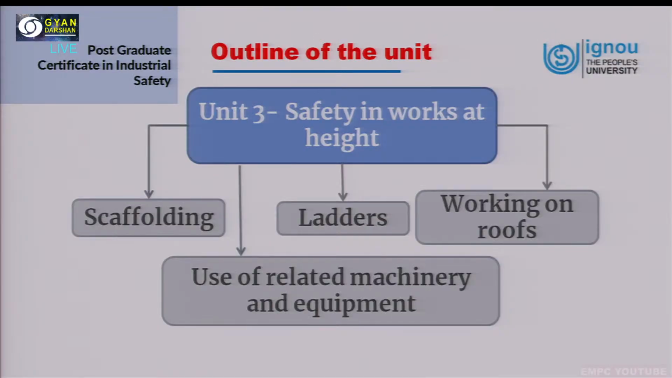Let's just have an outline of the unit. The name of the unit is Safety in Works at Height. There are 4 parts to it. The first part was about scaffolding. In the second part, which we will be discussing today, we'll be talking about ladders. The third is working on roofs, and the fourth would be about use of related machinery and equipment, which is used to handle objects on the site for transporting.